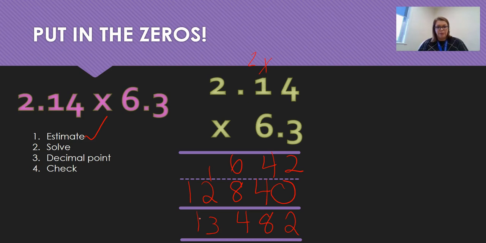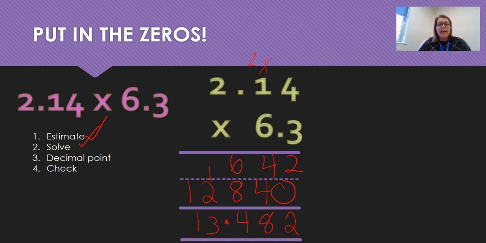Okay, so now we've got 13482, or if it was a whole number, 13,482. Based on my estimation, where am I going to put the decimal point? It would be here to make 13.482. So I always like to just double check by saying I could have 1.3482, I could have 13.482, 134.82, just to really make sure that I'm comfortable with my positioning of the decimal point.